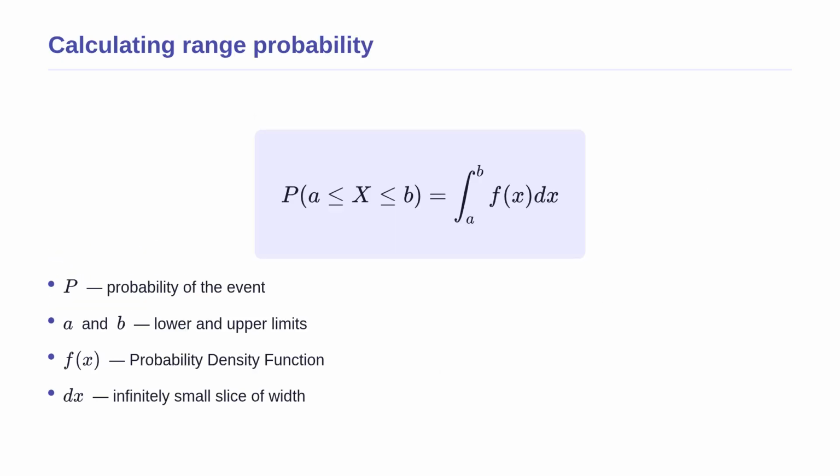Now that we have seen the visual representation, let us look at the mathematical formula that makes this possible. To find the exact area under a curve, we use an integral, which is a fundamental tool from calculus. The probability that our random variable big X is between lower limit a and upper limit b equals the integral from a to b of f of x dx. Here, f of x represents the height of the probability density curve, and dx represents an infinitely small slice of width along the horizontal axis. When you increase the gap between a and b, the area gets larger, meaning the probability increases.